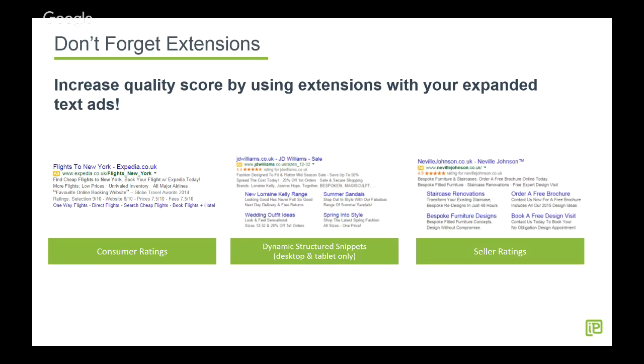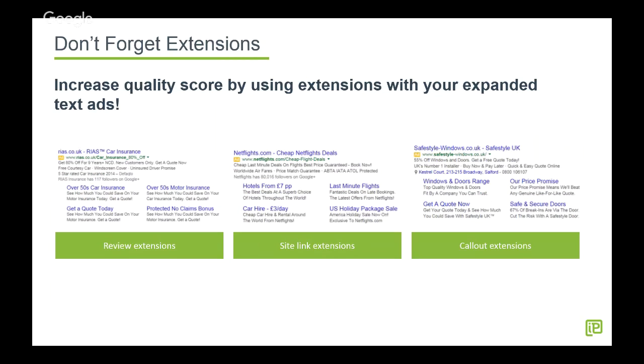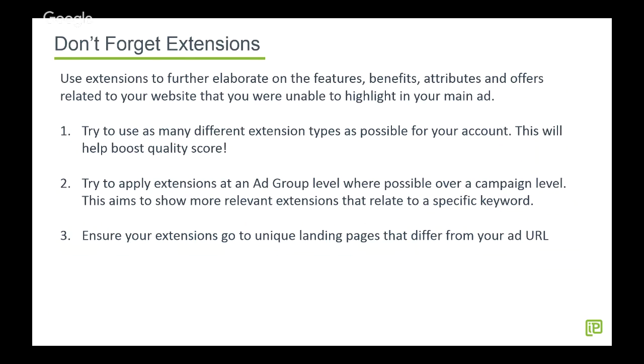Finally, don't forget about extensions. These are really important for increasing your quality score. There's a whole heap of different extensions that you can be using across your campaigns. These are just a few examples here that I've managed to pull. But yeah, there's a number of benefits associated with extensions, which is why I would be recommending them here. Try to use as many different types of extensions as you can.